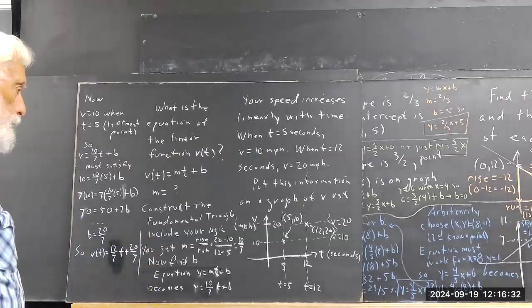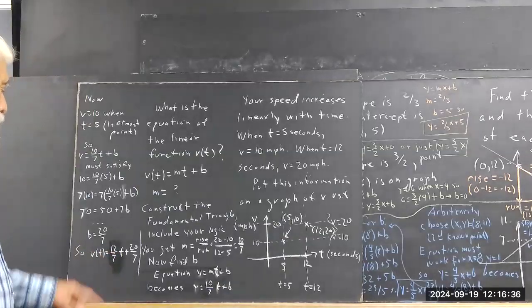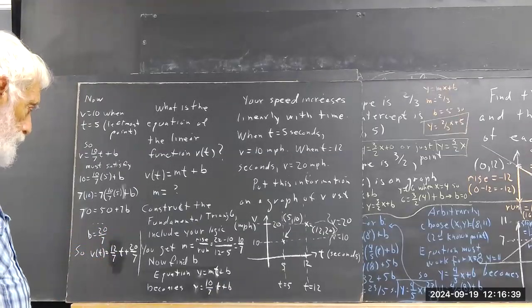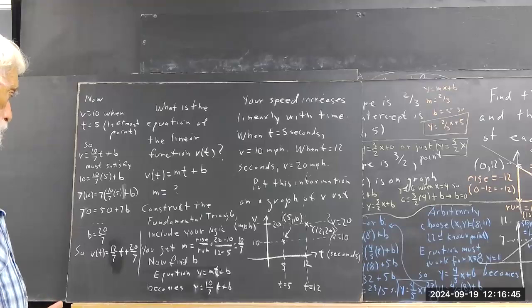I can check that in my head. Does that work for 12 and 20? Well, if you got 12 here, you got 144 over 7. And 20 over 7 is 164 over 7. And that doesn't seem to work.